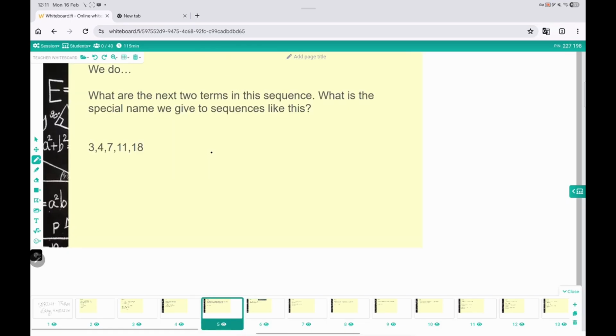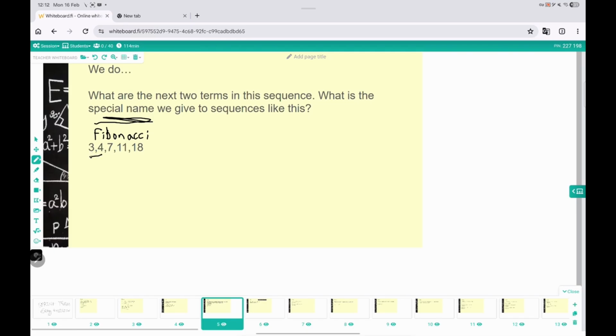Right, this is a special type of sequence known as the Fibonacci sequence. So the special name we give to a sequence like this is the Fibonacci. You're not going to be judged on if you spell it 100% correct, but that is how it's spelled, the Fibonacci sequence. Right, so the way this Fibonacci sequence works is you add the two numbers before to get the next one.